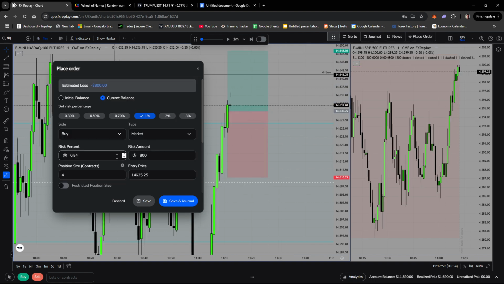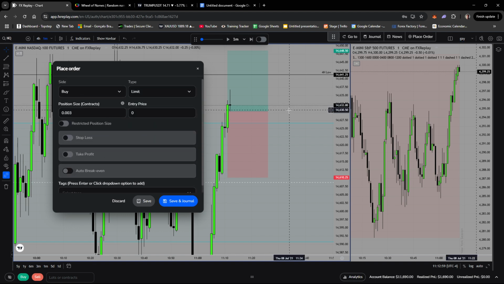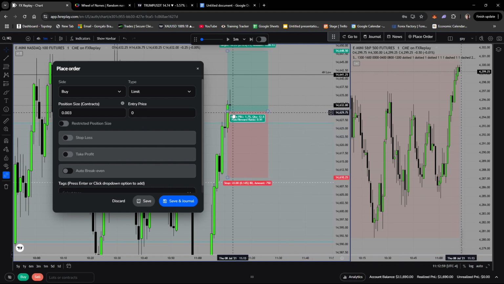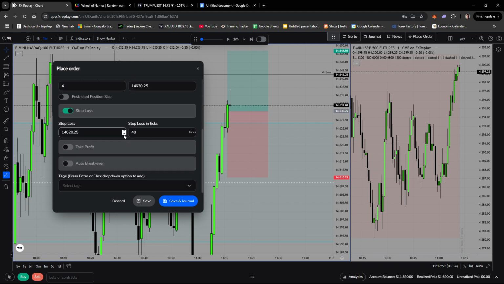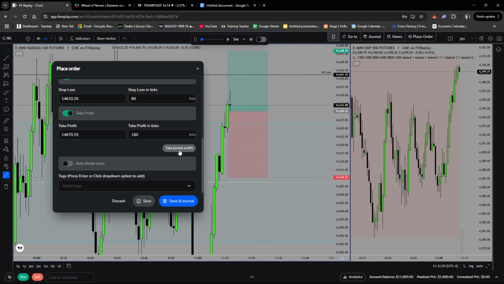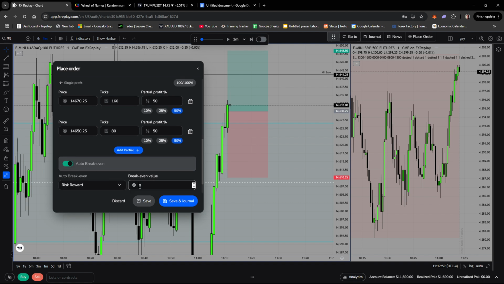So we want to place limits. Entry price here. I don't know about the stop loss. We're covering 1 and 2 gaps. I think that's all right. Entry price, stop loss. Go for 80 here. Take profit at 160. Take partials. 80. Break even.